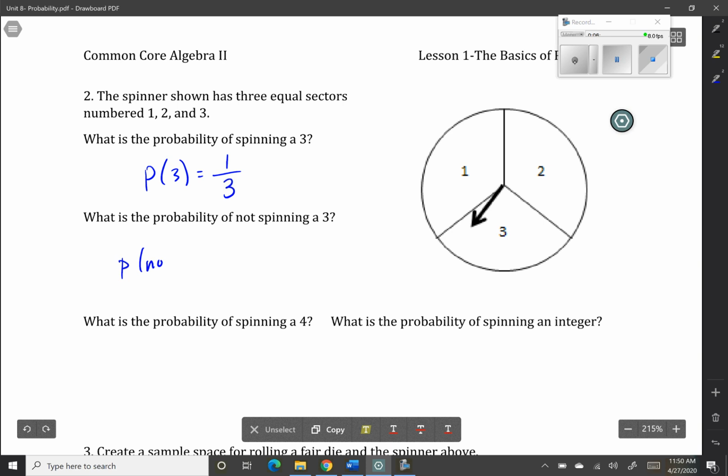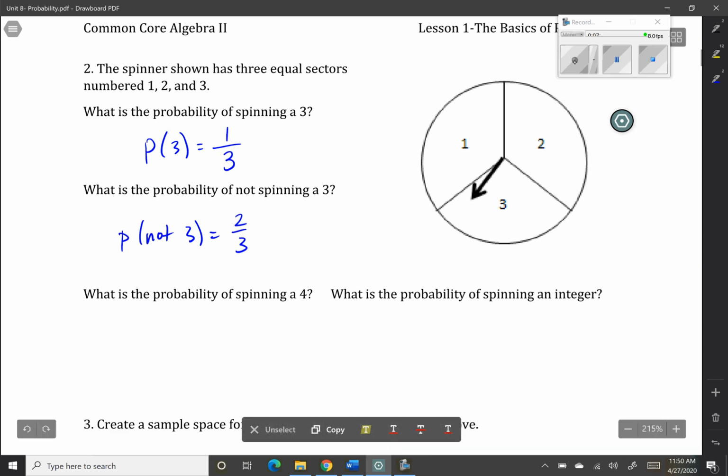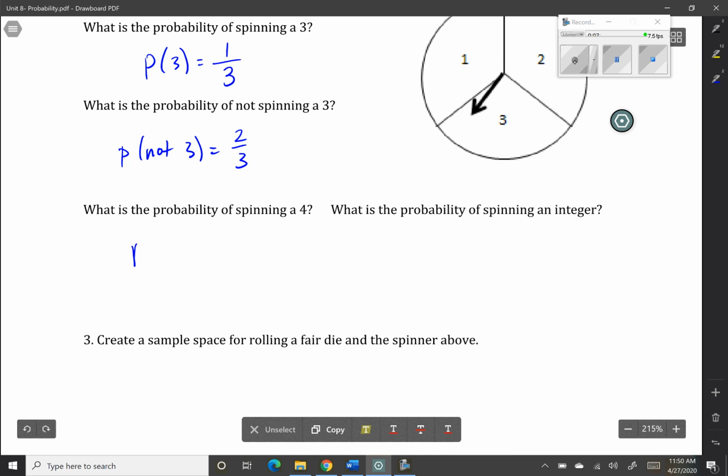Probability of not a 3. There are 2 sections that are not 3 out of the 3 possible sections. And then we have 2 probabilities that we have to think about. Probability of landing on a 4? Well, that's never going to happen, so that's a probability of 0. And the probability of spinning an integer? All 3 of these outcomes are integers. So that's a probability of 1.